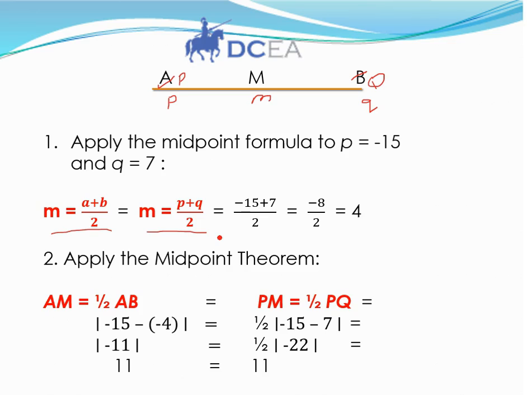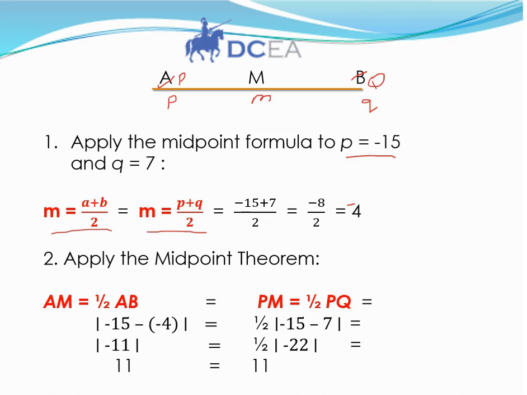And now we'll use our numerical values. M equals negative 15 plus 7, divided by 2. Negative 15 plus 7 is negative 8, and that's divided by 2. And our answer is negative 4.